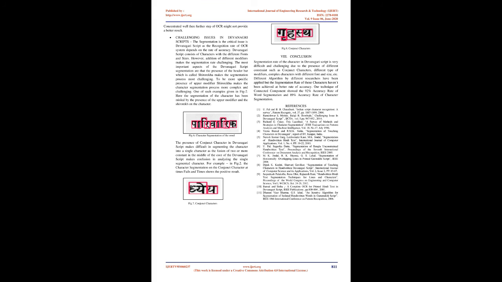To be more specific, the presence of the upper modifier and Shirorekha makes the character segmentation process more complex and challenging. One such example is given in Fig 2. Here the segmentation of the character has been misled by the presence of the upper modifier and the Shirorekha on the character. The presence of conjunct characters in Devanagari script makes it difficult to segment into single characters, as the fusion of two or more consonants in the middle of the core of the script causes confusion in analyzing the single segmented character. For example, in Fig. 2, the character segmentation on the conjunct character at times fails and at times shows a positive result.